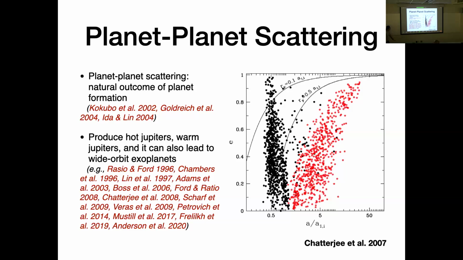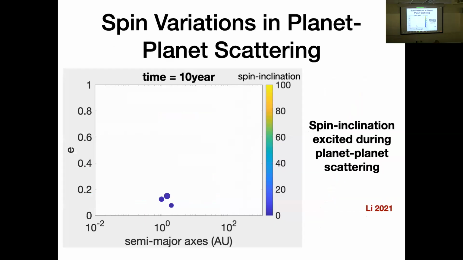And over the years, people have found that planet-planet scattering is very powerful. It produces hot Jupiters, warm Jupiters, and also these wild, very wide orbit exoplanets, as it scatters planets everywhere in the planetary system. Okay, so now the question is whether the planet spin axis can also tilt during this planet-planet scattering, which is very common in planetary formation.